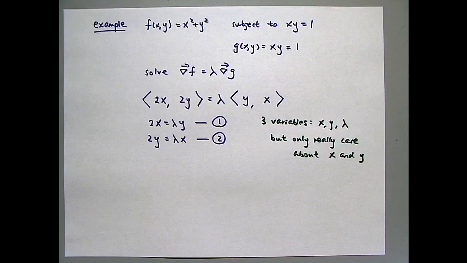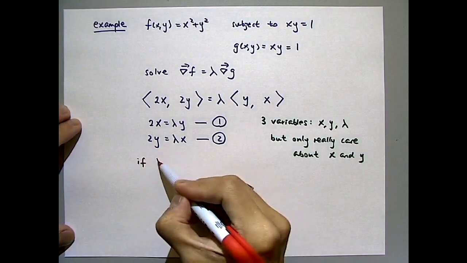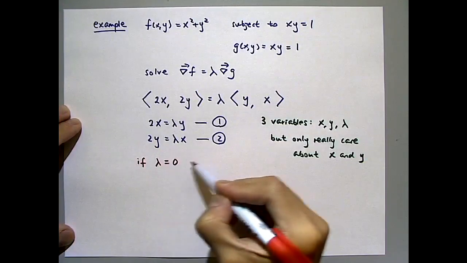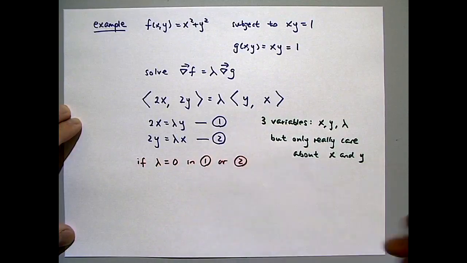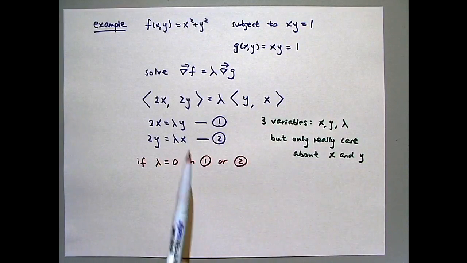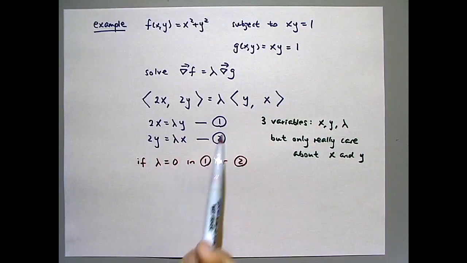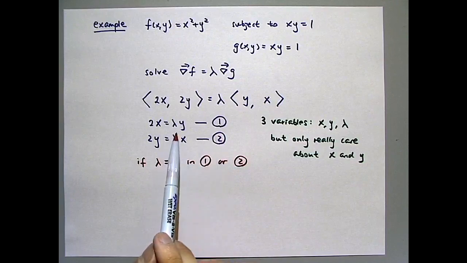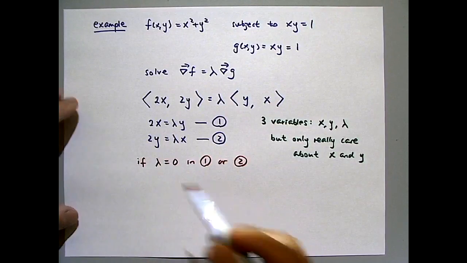Okay, now the next few steps can be a little bit tricky. Notice that if lambda is equal to 0 in either 1 or 2, then the right-hand side of both equations will be 0. Look at the first equation here. If lambda is equal to 0, then x has no choice but to be 0.